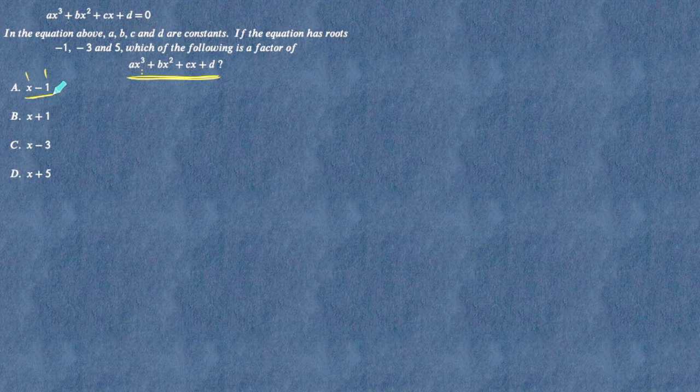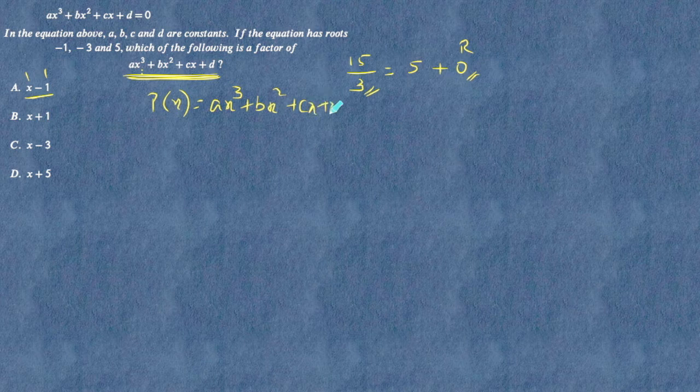To explain in simple terms, if you divide 15 by 3, you have a quotient of 5 and a remainder of 0. When the remainder is 0, you consider 3 a factor. Similarly, we can call this polynomial p of x equals ax cubed plus bx squared plus cx plus d. When you divide it by a binomial, you get divisor times quotient plus remainder, like 3 times 5.